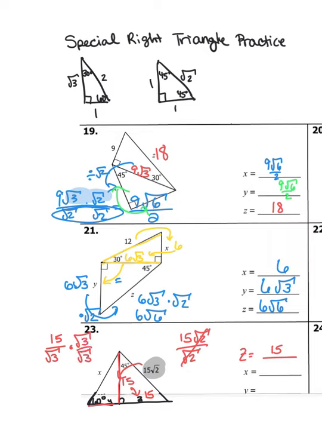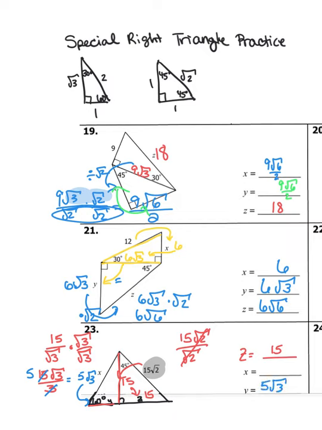So I have 15 square roots of 3 over 3. Now I can simplify that because 3 goes into 15 5 times, so that actually gives me 5 square roots of 3. So that's my short leg. I don't have a lot of room down there, so I can't really write it. So y is 5 square roots of 3.